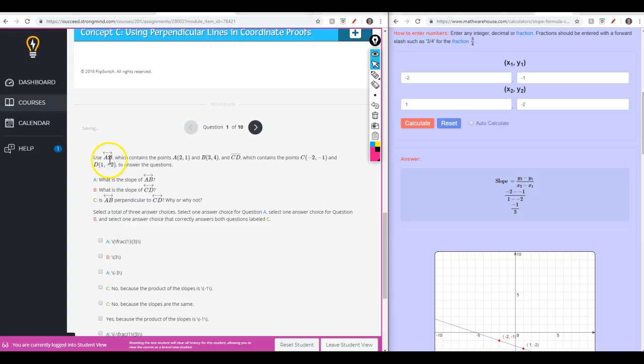Okay, question 1. Use line AB, which contains the points A (2, 1) and B (3, 4), and segment CD, which contains the points C (-2, -1) and D (1, -2), to answer the questions. What is the slope of line AB? What is the slope of line CD?